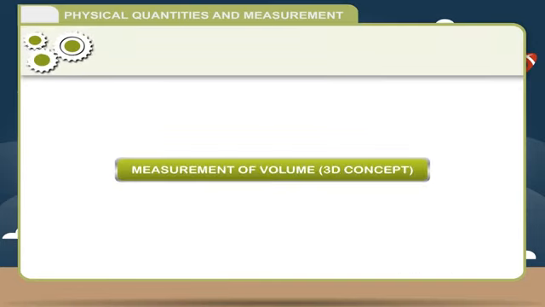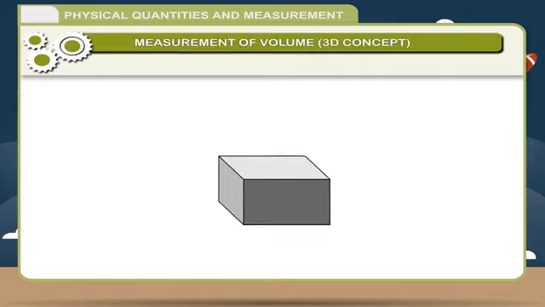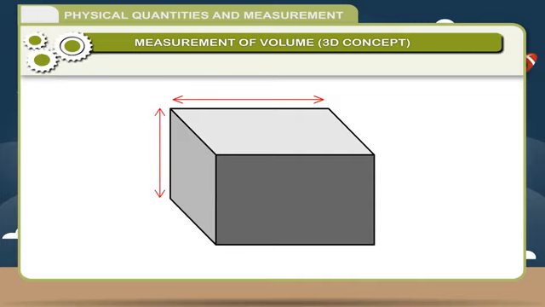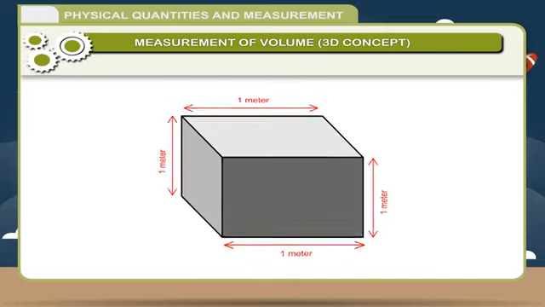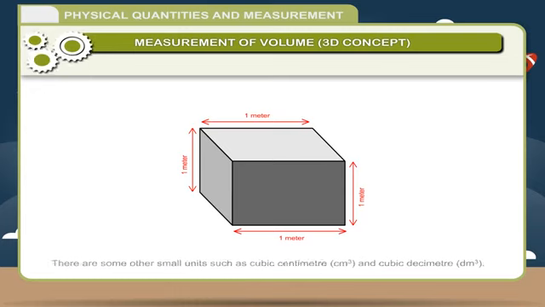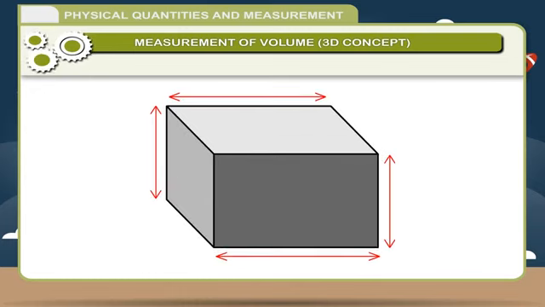Measurement of volume, 3D concept. Volume of an object is the space occupied by it. The SI unit of volume is cubic meter. 1 cubic meter is the volume occupied by a cube whose each side is equal to 1 meter. There are some other small units such as cubic centimeter and cubic decimeter. 1 cubic centimeter is the volume occupied by a cube whose side is equal to 1 centimeter.